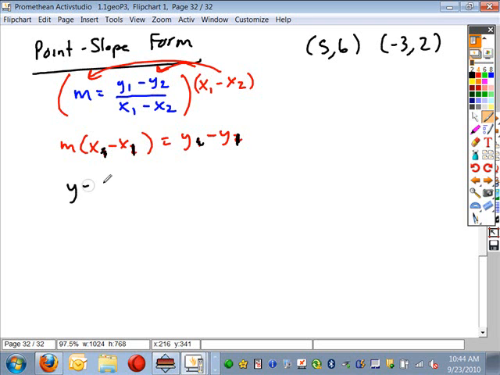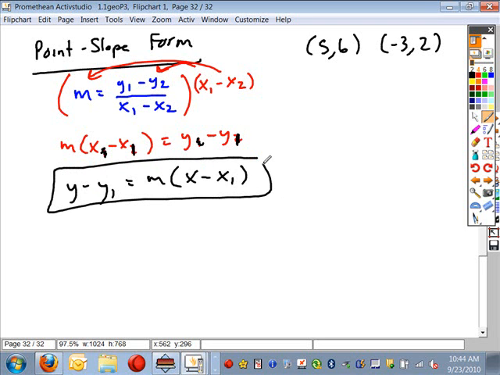Point-slope form is y minus y1 is equal to m times (x minus x1). So point-slope is really just the slope equation rewritten. And so it shouldn't require you to memorize anything new if you're going to use this. To me, this was always the easier one to use, but most students prefer using the slope-intercept form.